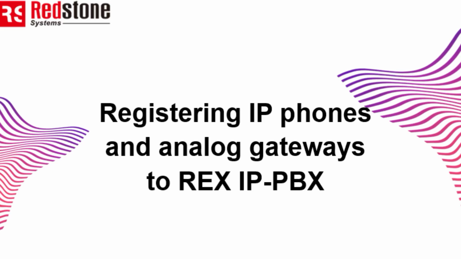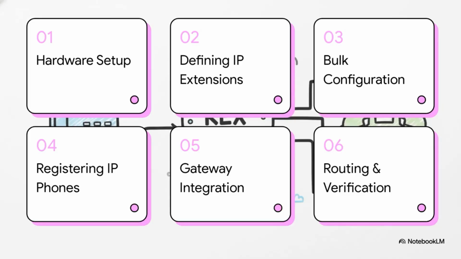If you are an IT administrator, you already know that deploying a brand new phone system can sometimes feel a bit like trying to defuse a bomb while completely blindfolded. But today, we are taking the blindfold off. We've got a comprehensive training guide on registering an IP phone and analog gateway, REX IPPBX. By the end of this explainer, you are going to have a rock-solid, fully scalable foundation for seamlessly integrating your hardware right into a Redstone system. Okay, let's dive into this.